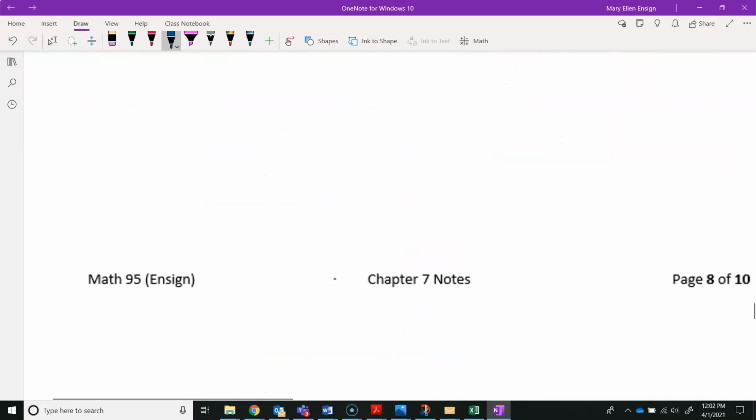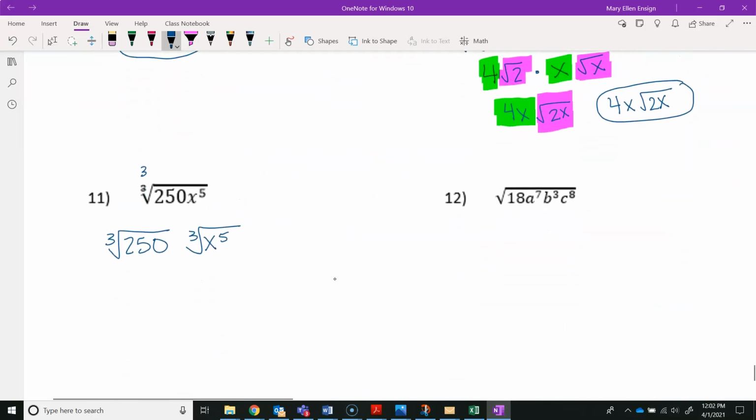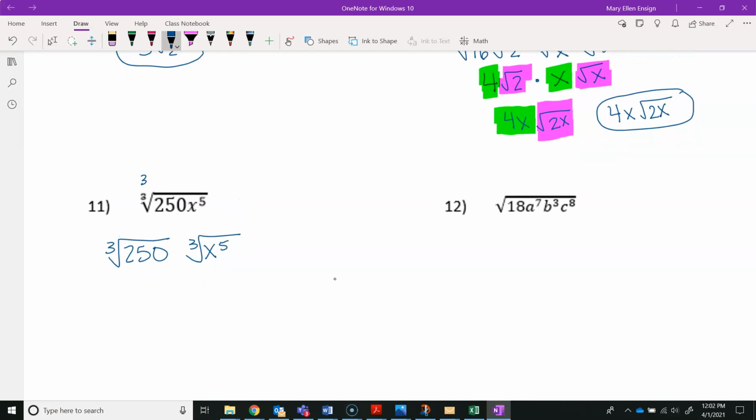So if we do that, go back to where we were, we find that 125 times 2 would equal 250, and 125 is a perfect cube. So we can have the cube root of 125 and the cube root of 2. The cube root of 125 is 5, so this part ends up being 5 times the cube root of 2.